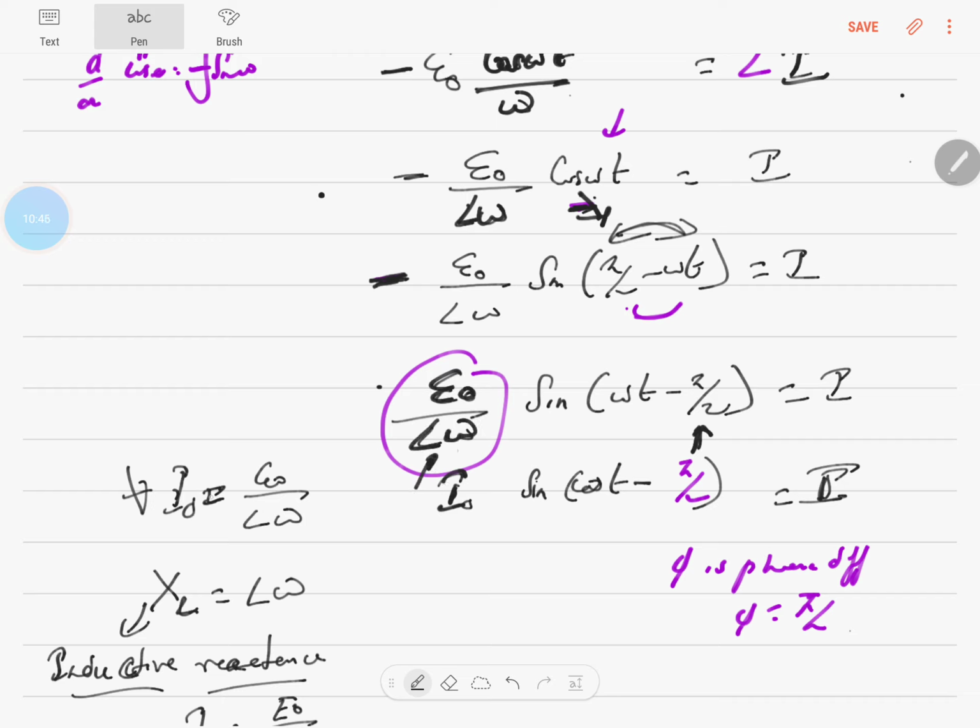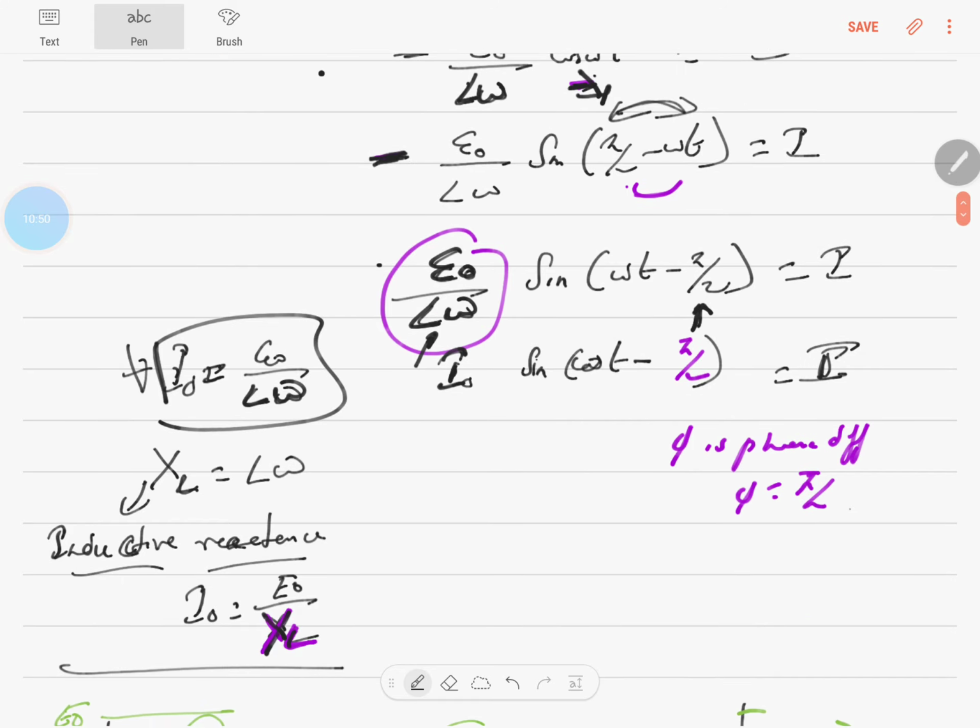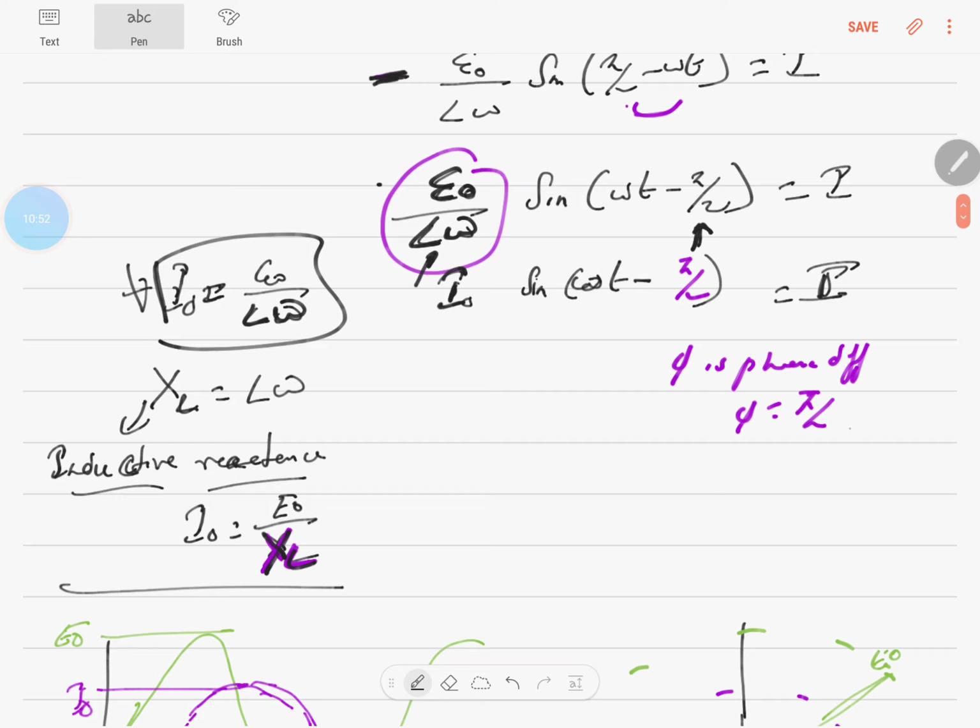Can you see here? So write that separately, where this L omega can also be called XL, which is known as inductive reactance. It's like the resistance offered. Can you see I is equal to E by R? Instead of R, you are having an XL. That shows that it's also a kind of resistance, but it's offered by an inductor. And XL is equal to L omega.